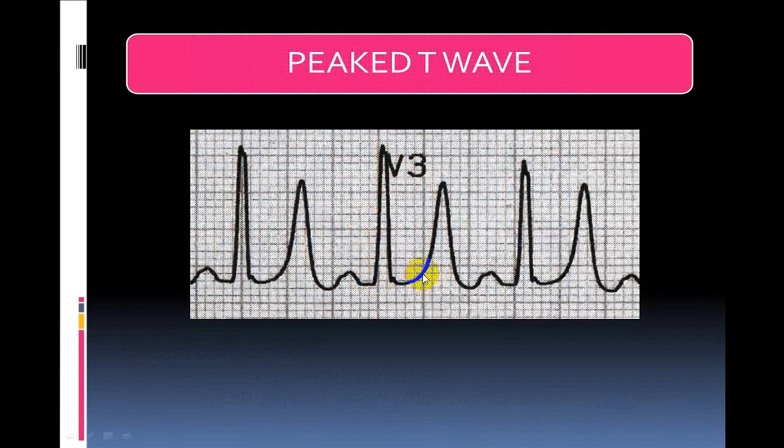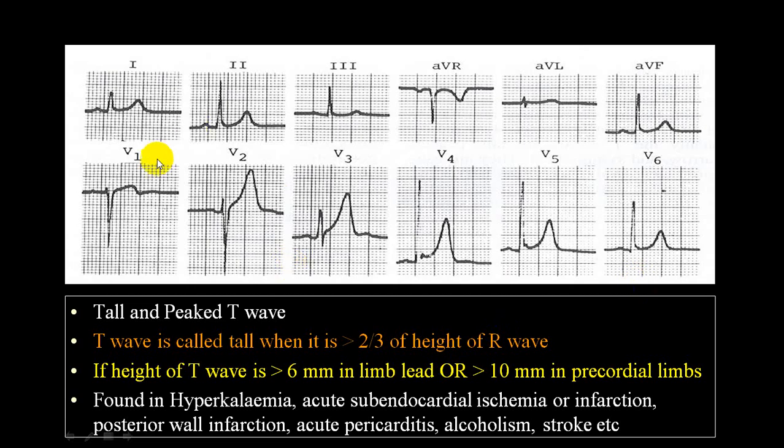Now you can see here, this is a narrow base peaked T wave. This segment and this segment are nearly equal, and the height is more than half of the R wave. So this is suggestive of peaked T wave in case of hyperkalemia. And along with hyperkalemia, you can have certain changes: the PR interval will get prolonged, the P wave will disappear, the QRS complex will become wider, and then the QRS complex will merge along with the T wave, and that will produce what we call a sine wave.